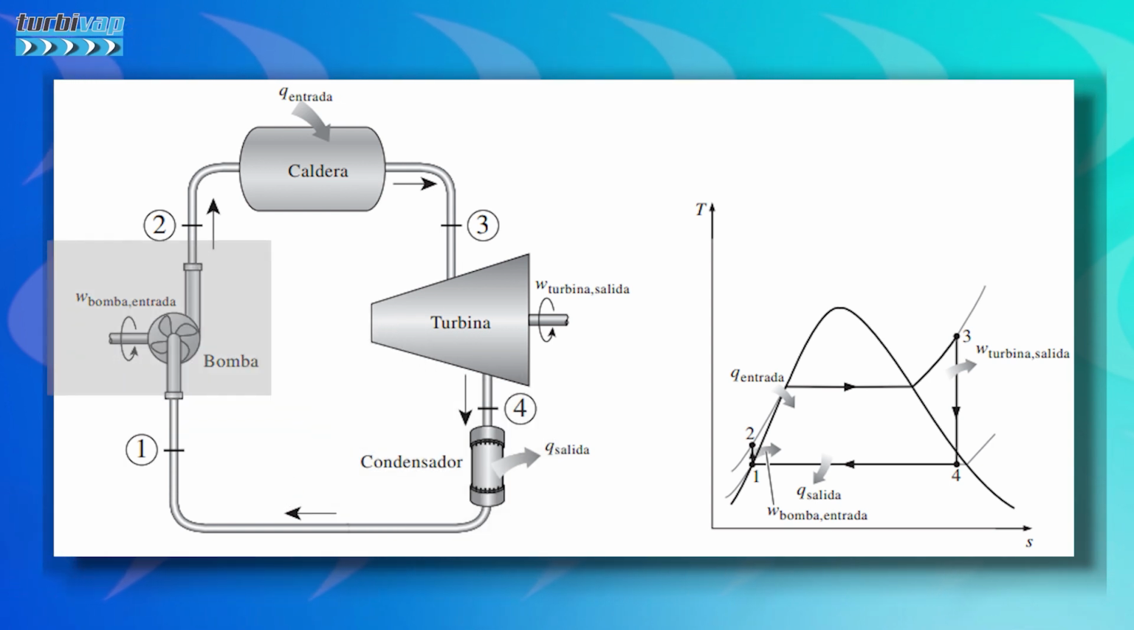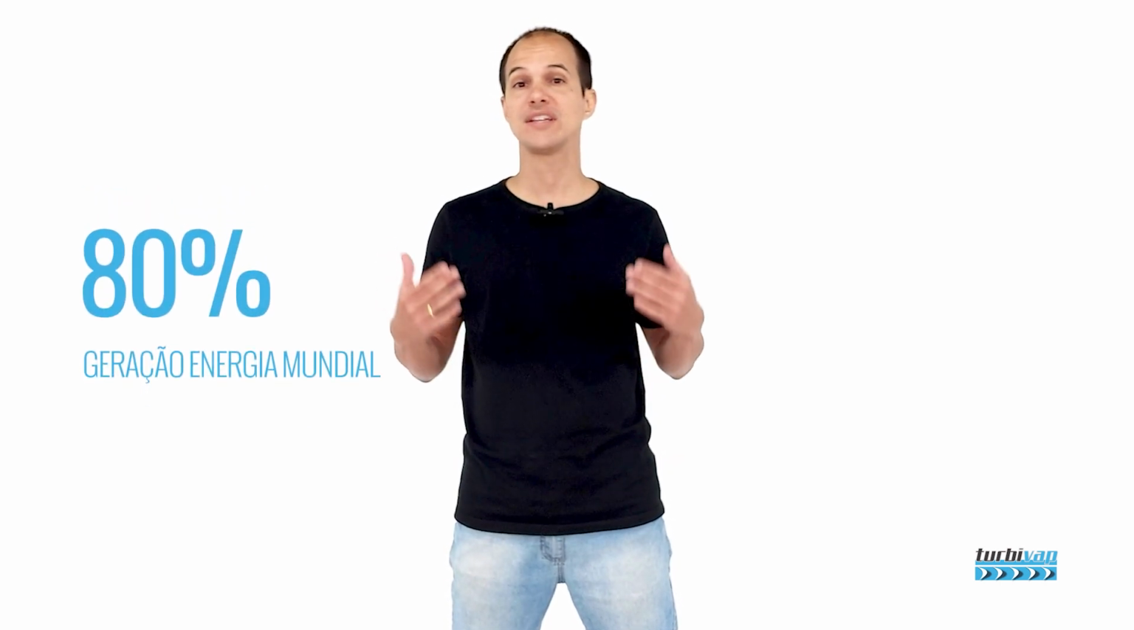Briefly, the Rankine cycle is a thermodynamic cycle that converts heat into work. The heat comes from a source external to the closed circuit of the cycle, which normally uses water as the working fluid. As I already mentioned, this type of cycle is responsible for approximately 80% of all electrical energy generation in the world, including thermal, biomass, coal and nuclear plants.